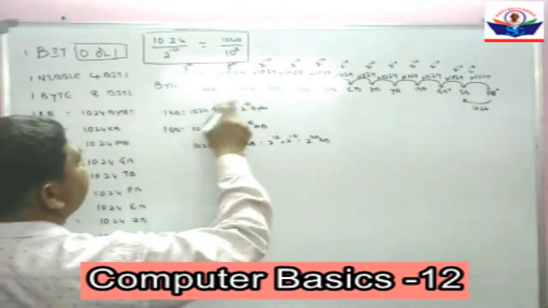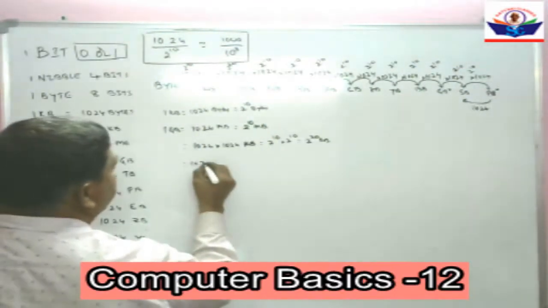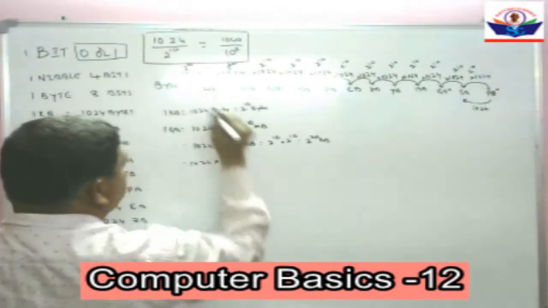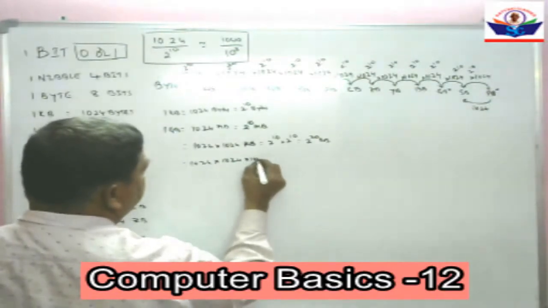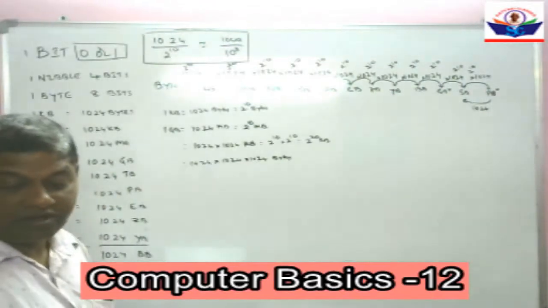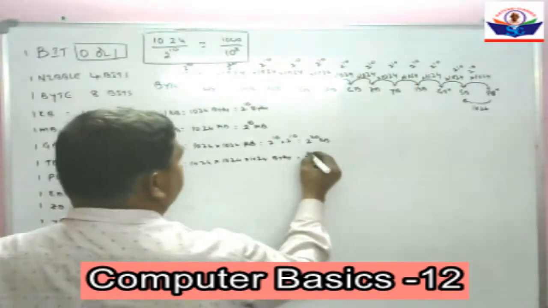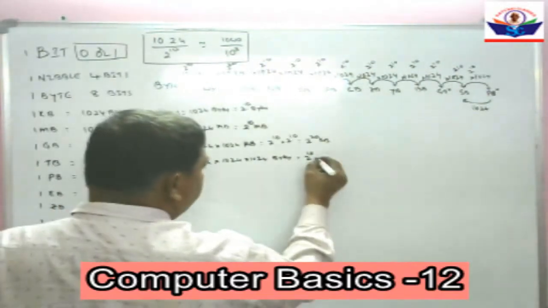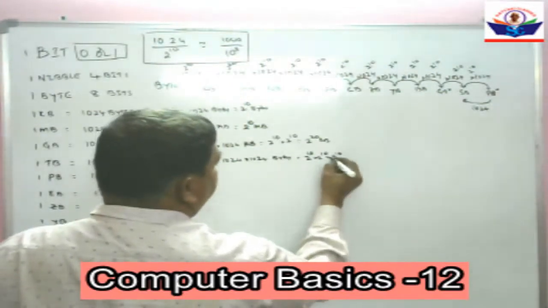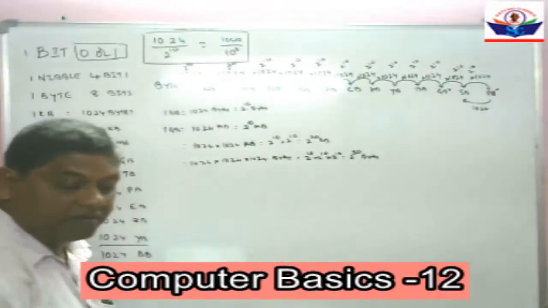The GB can be written in bytes. Again, we can write it as bytes. Now, 1 GB is equal to 1024 into 1024 into 1024 bytes, which is equal to 2 to the power of 10 into 2 to the power of 10 into 2 to the power of 10. That is equal to 2 to the power of 30 bytes.